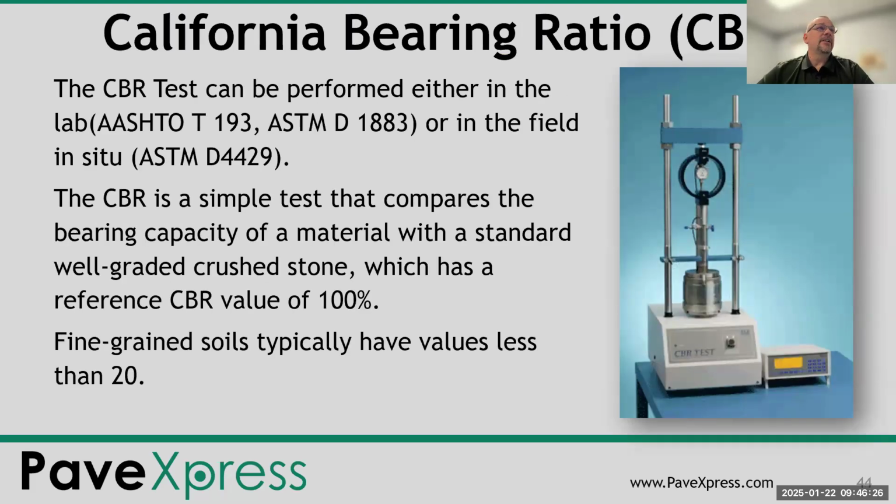So what is the California bearing ratio test? It can be performed either in the lab or in the field. The test methods are AASHTO T193, ASTM D1883, or the field one, ASTM D4429. CBR is a simple test that compares the bearing capacity of a material with a standard well-graded crushed stone, which has a reference CBR value of 100%. Fine-grained soils typically have values of less than 20 when we're talking about CBR.